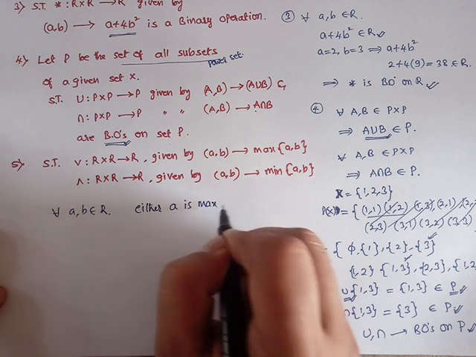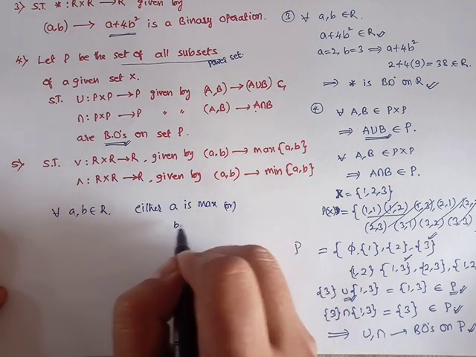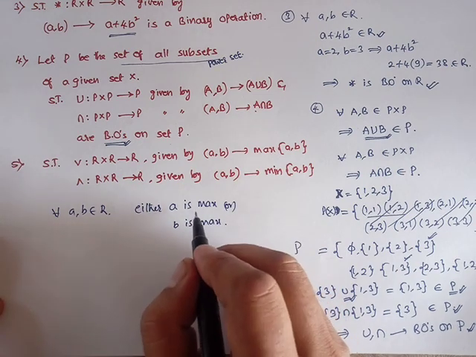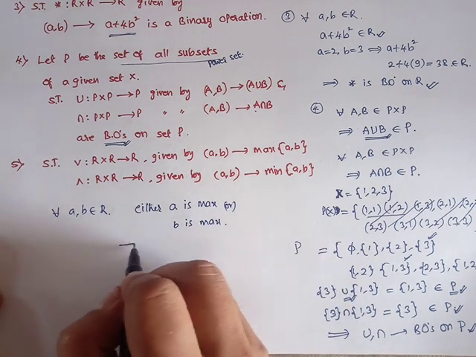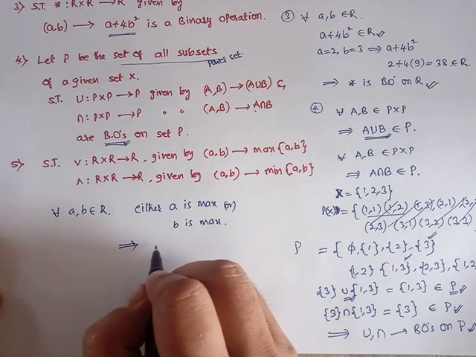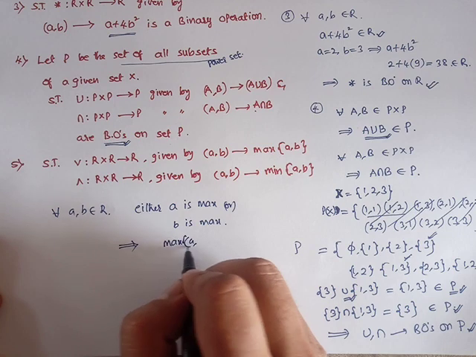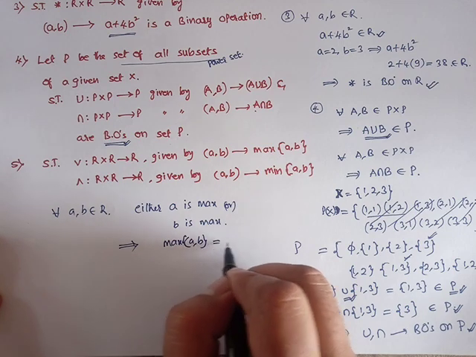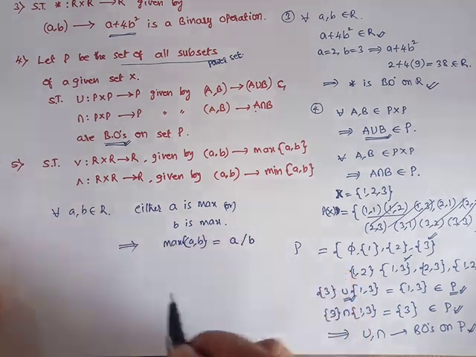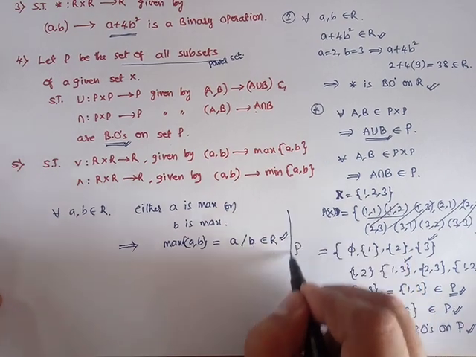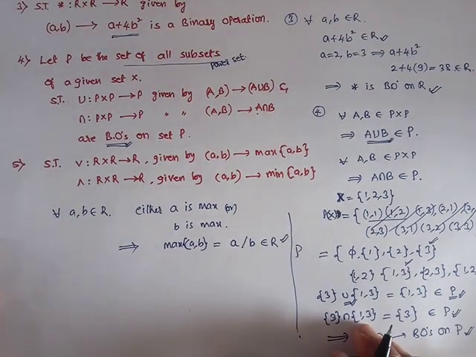definitely either a is maximum or b is maximum. So any one of them will be maximum. So this implies the maximum of a comma b is nothing but either a or b, and both belong to R only. Again those two elements belong to R only.